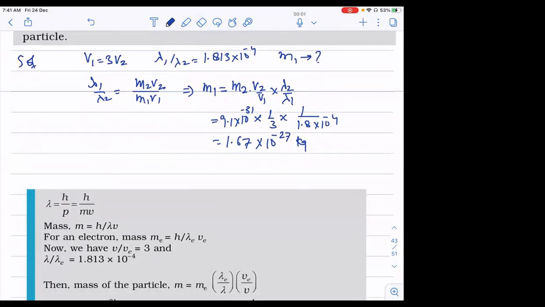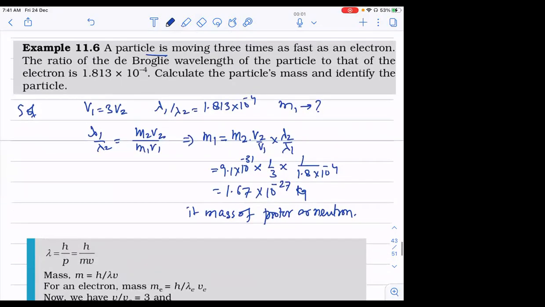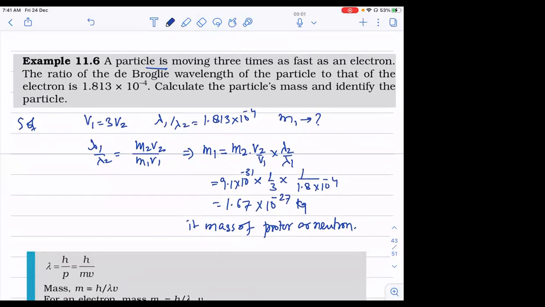Therefore, it is mass of proton or neutron. Very close. So that is, it can be proton or neutron. ठीक है? Got it or not?